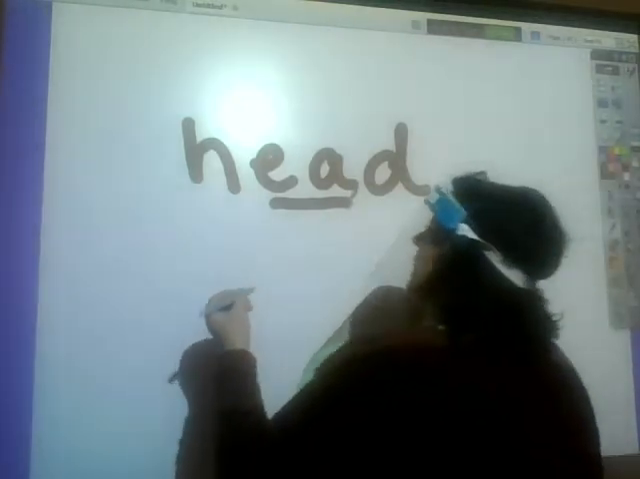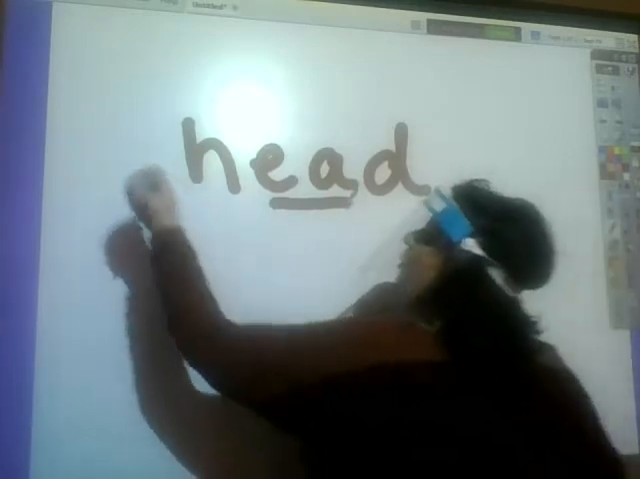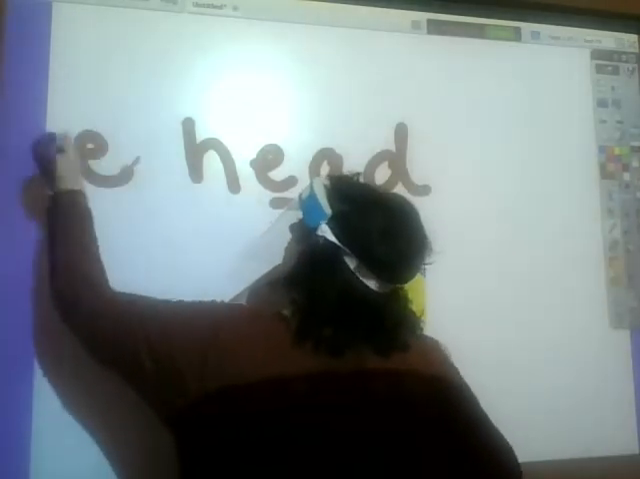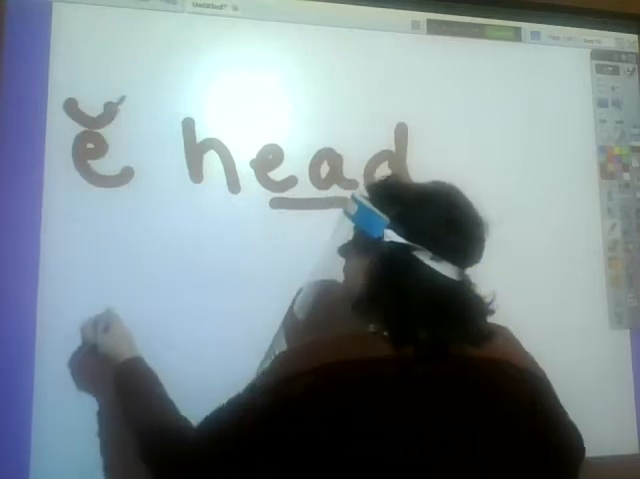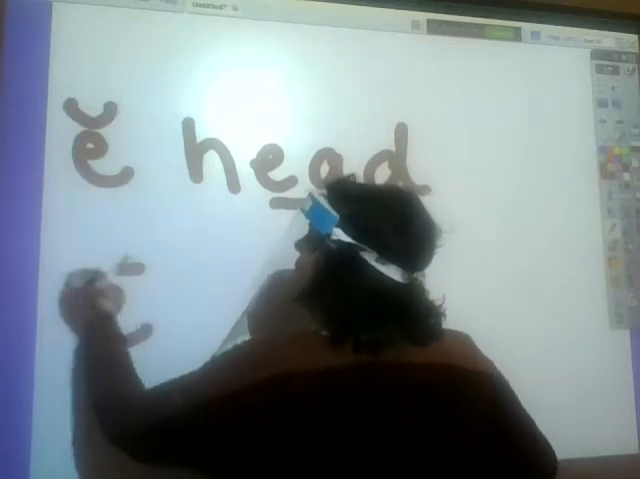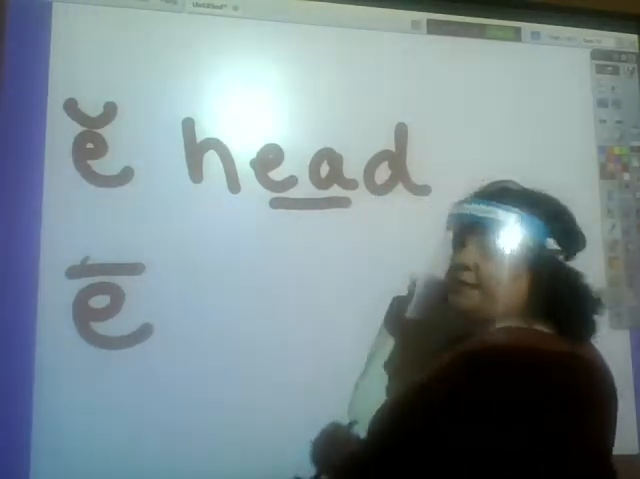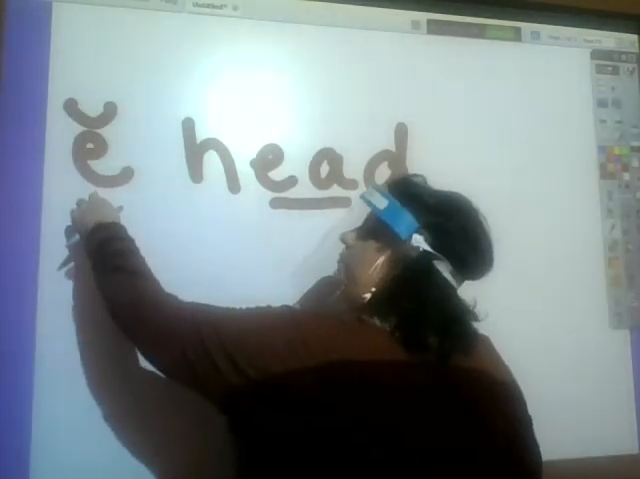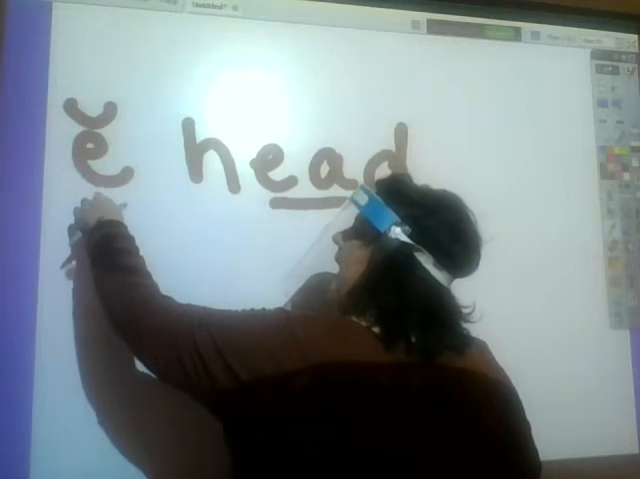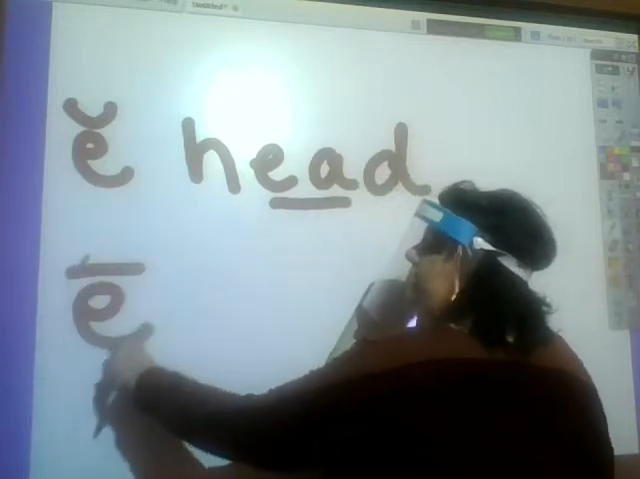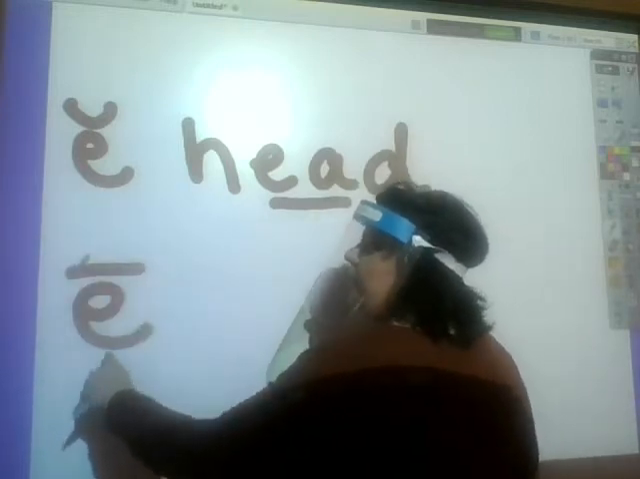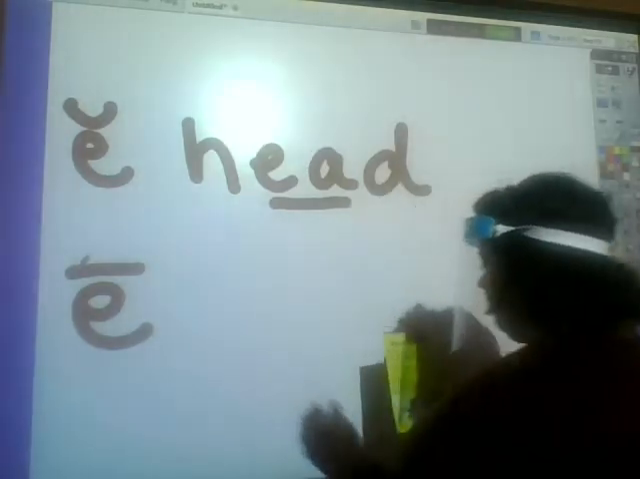EA also makes the long E sound. So over here, I'm going to draw a short E. And down here, I'm going to draw a long E. So we've learned in class that this little mark over this E makes the short vowel sound and the long mark makes the long vowel sound E, where the vowel says its name.